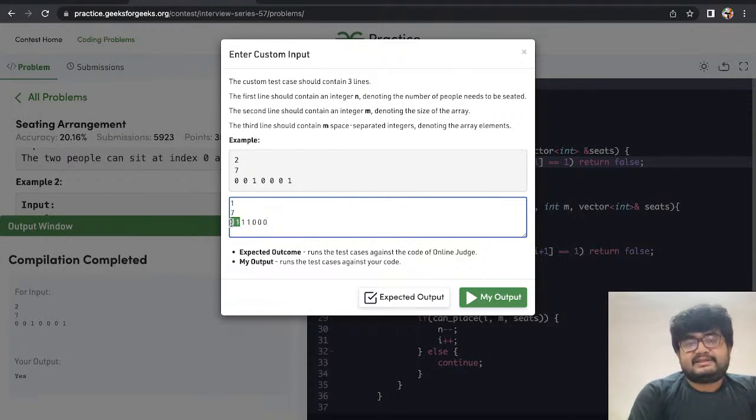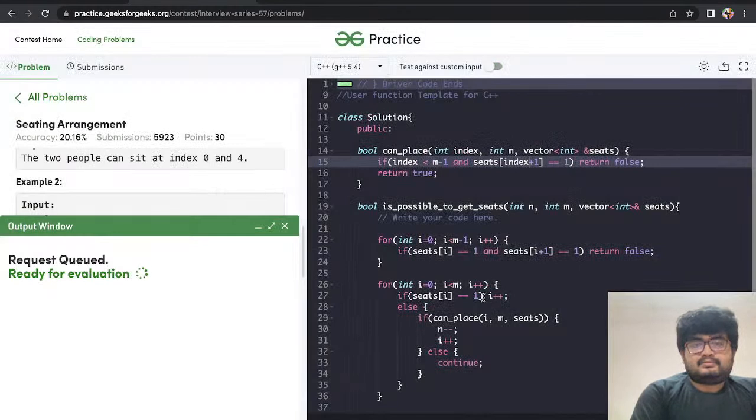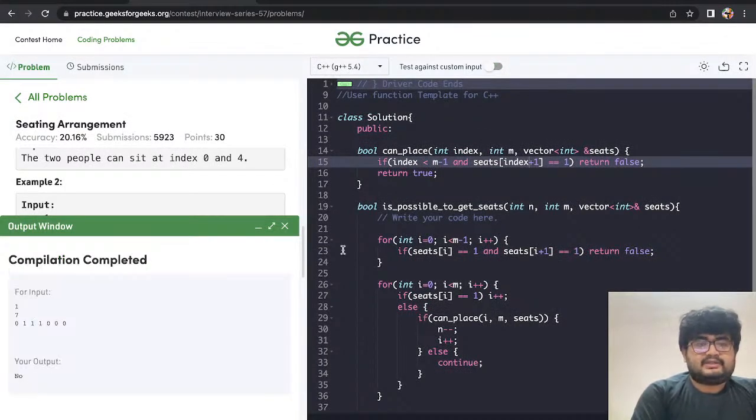0, we cannot place here. Probably we cannot place here, right? So we go plus 1 here, plus 2 from plus 2 will go here. No, this will directly return false, right? This should be false, because 3 are already sitting. I'm getting no, maybe the expected.